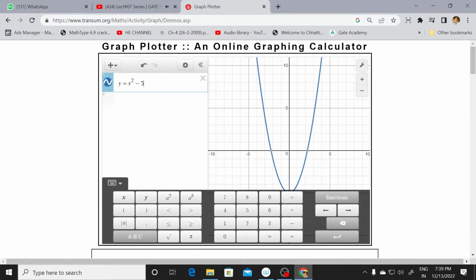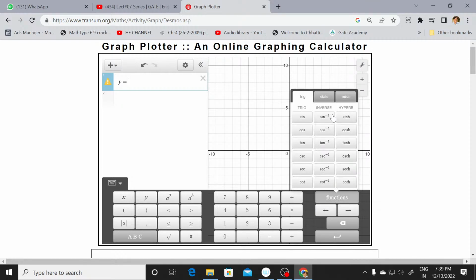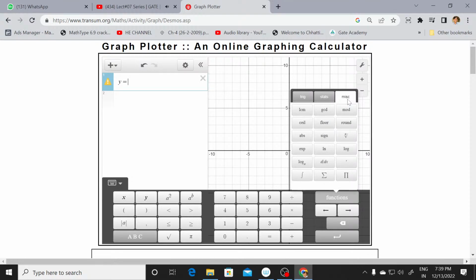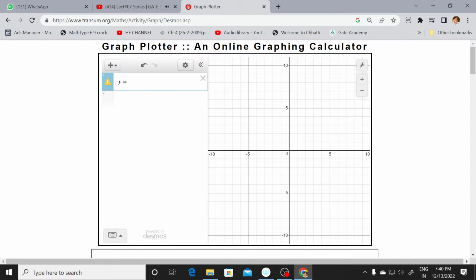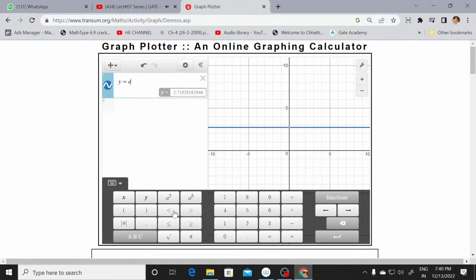Yeah. So at the very beginning, let me draw y as e to the power of x. The exponent function must be over here probably. Okay, let me take e to the power of x. Here comes e to the power of x. Just a minute, where it had been. E to the power of x.